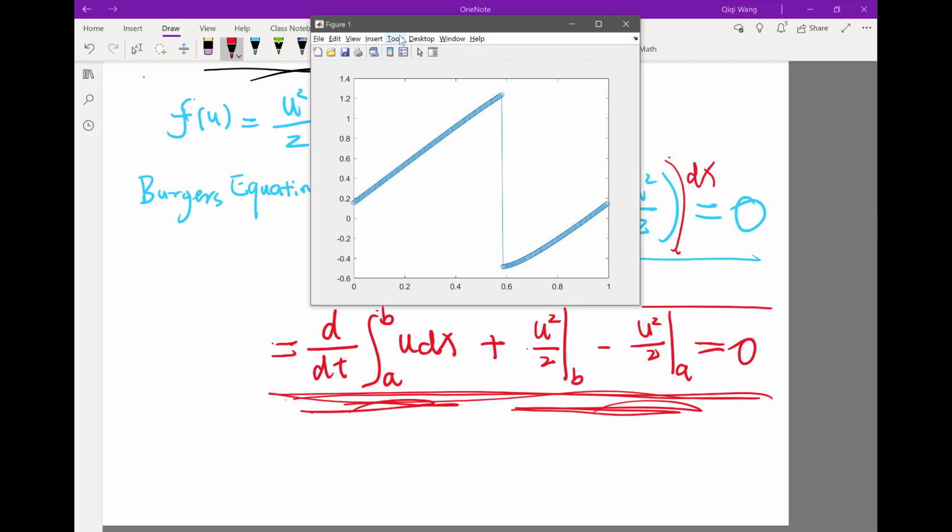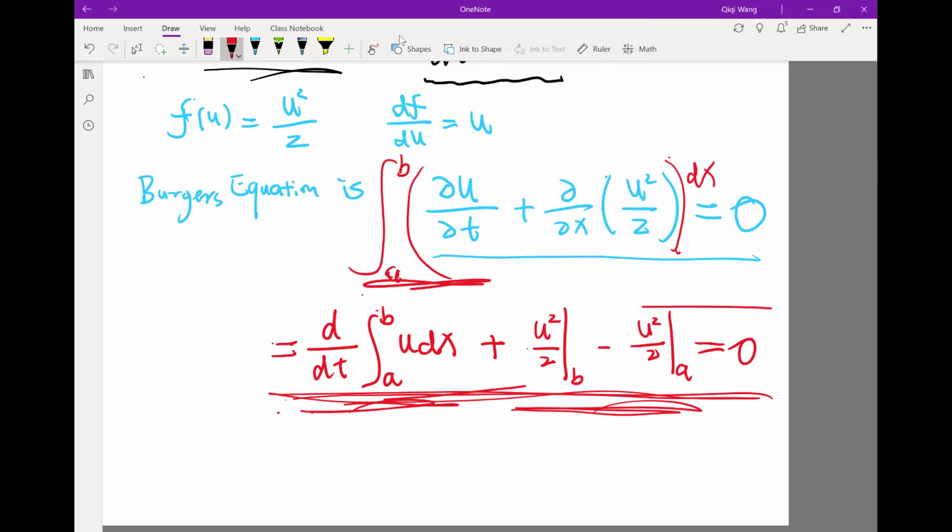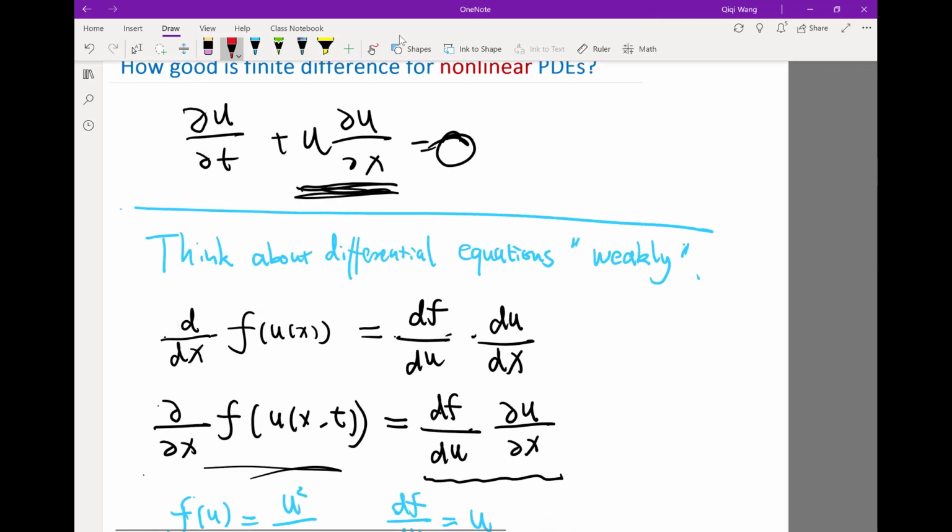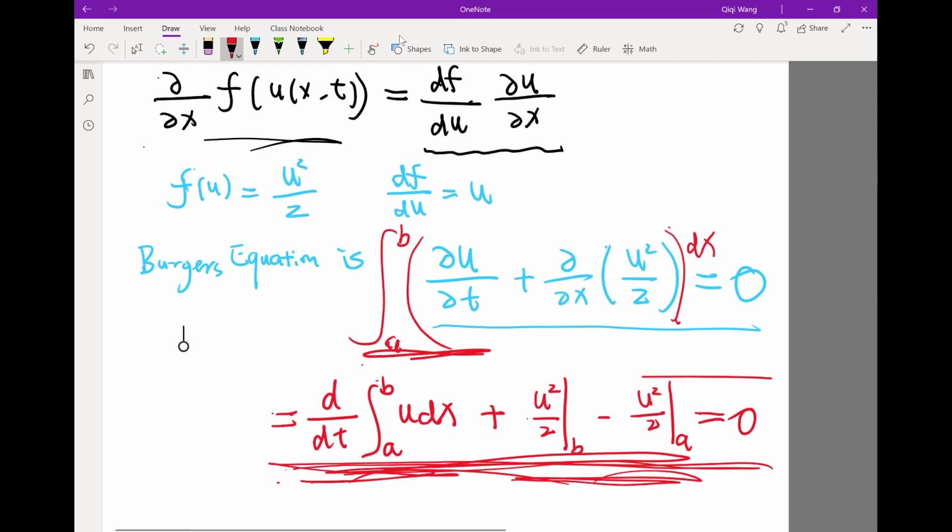So this is really a weaker equation, although we seem to have derived it from the differential equation. We have derived the integral form from the differential form. It has a weaker requirement on the solution u. Okay, make sense? Any questions on this? Yes?